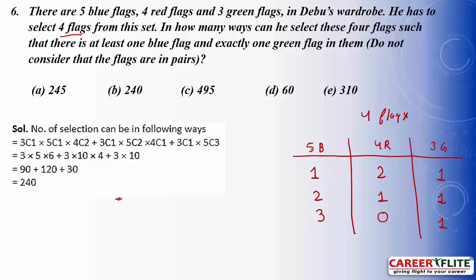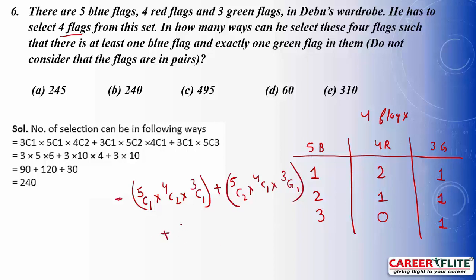So the cases will be from this. First case: 5C1 into, from 4 red flags 2 are selected, 4C2, into, from 3 green flags exactly 1 is selected, 3C1. This is the first case. Let us move to the second case. In the second case, from 5 blue flags 2 are selected, 5C2, from 4 red flags 1 is selected, 4C1, and from 3 green flags exactly 1 is selected. This is the second case. In the third case we have from 5 blue flags 3 selected, then from 4 red flags 0 selected, and from 3 green flags 1 selected. So we have these 3 cases.